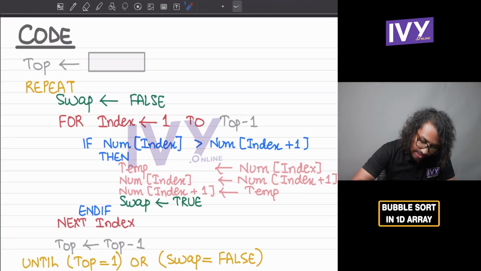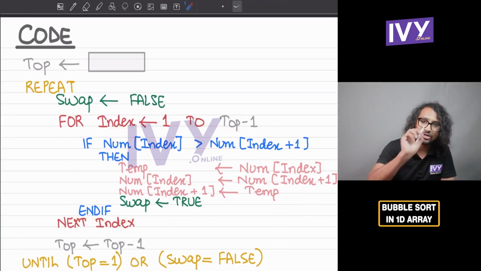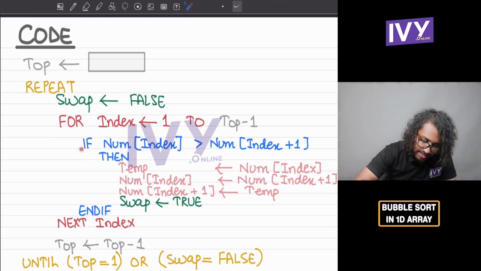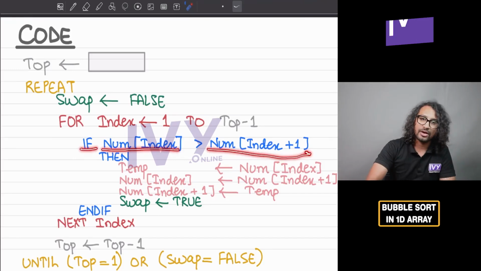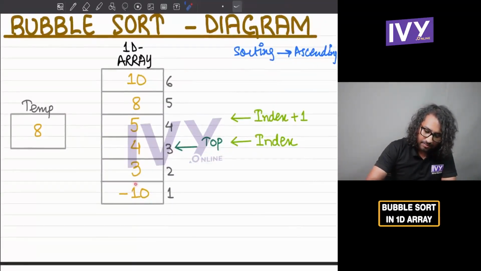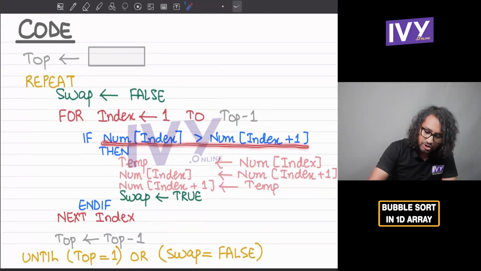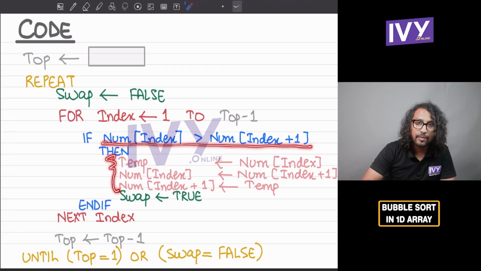Okay. Now, first thing, let's understand the if condition. Let's start from if, and we are going to neglect swap right now. We are going to understand it at the end of the day. If num index is greater than num index plus 1. So we were doing it like this, that if num index was greater than num index plus 1, we were checking it like this, right? So if this is true, we were swapping it. These are the lines of swapping, right?